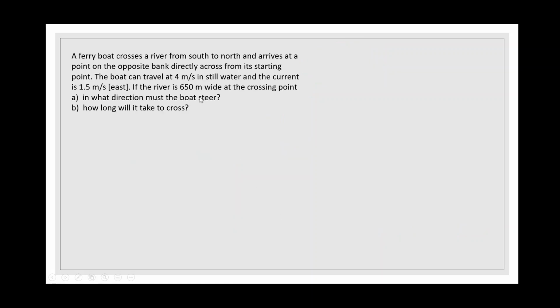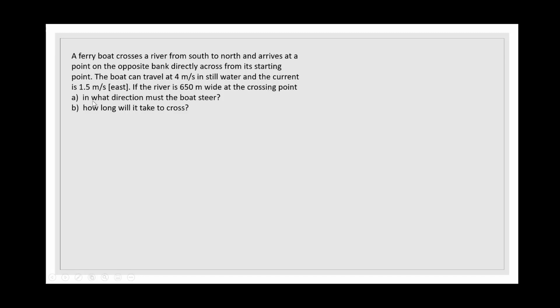In this example, we have a boat being affected by the current in a river. So we have a ferry boat crosses a river from south to north and arrives at a point on the opposite bank directly across from its starting point. The boat can travel at a speed of 4 meters per second in still water. So if there is no current, this is the speed at which the boat can go. So we're told the magnitude here. And then we are told the current of the water is 1.5 meters per second in the direction east. Then you're told how wide the river is, 650 meters wide.